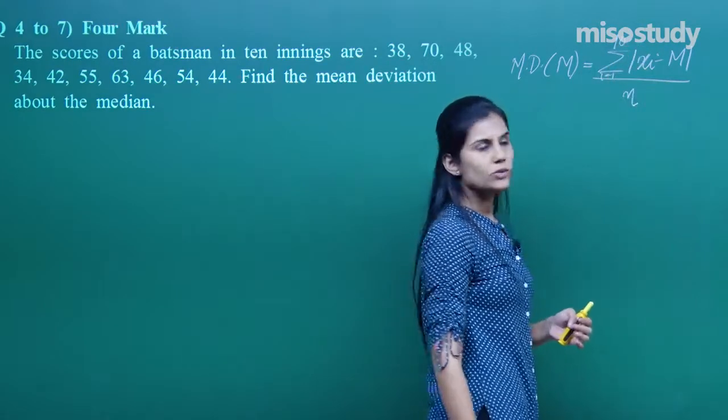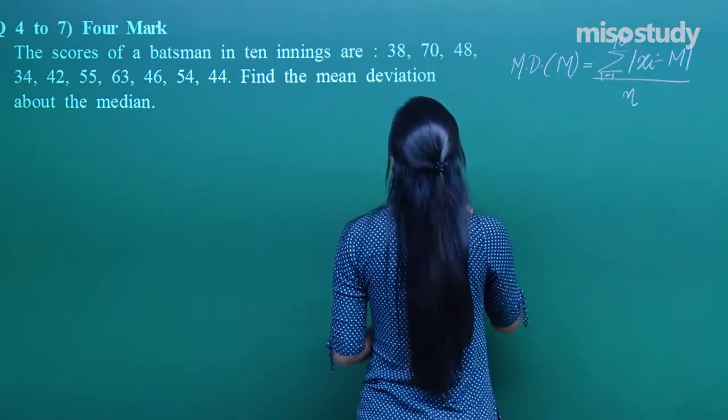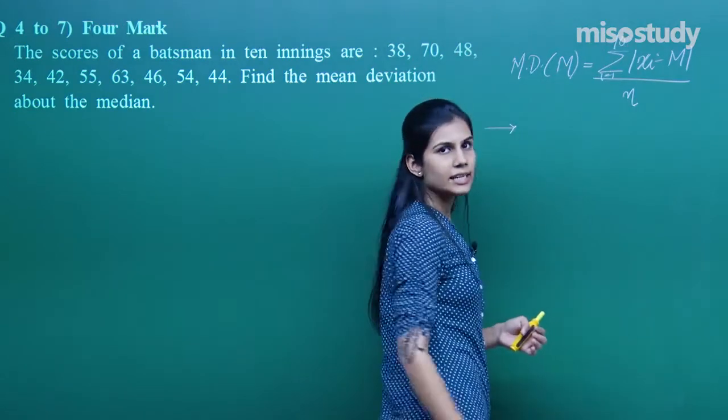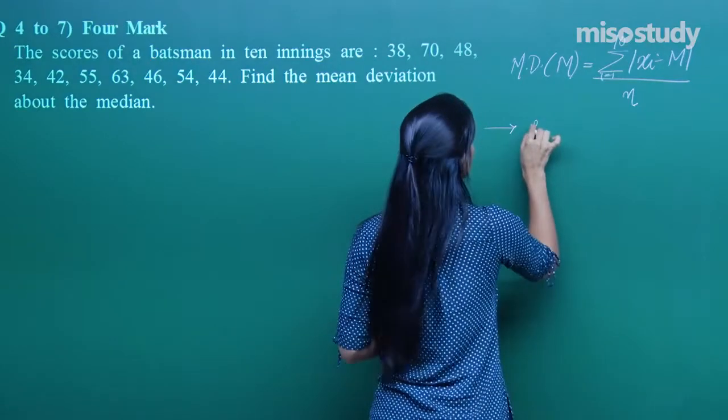First of all, we need to evaluate the median. How do you calculate the median? Here, first of all, arrange it in the ascending form. You have 34.